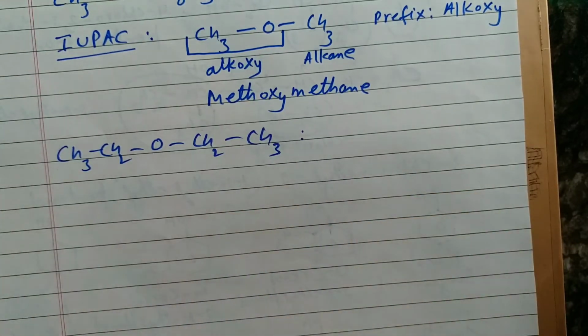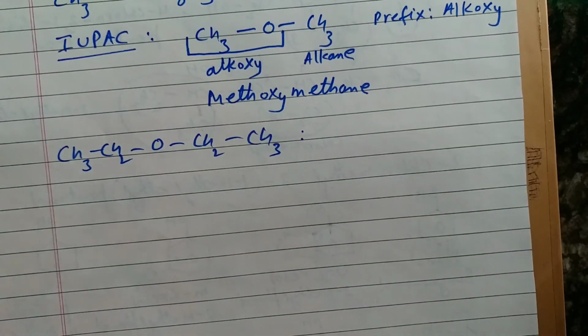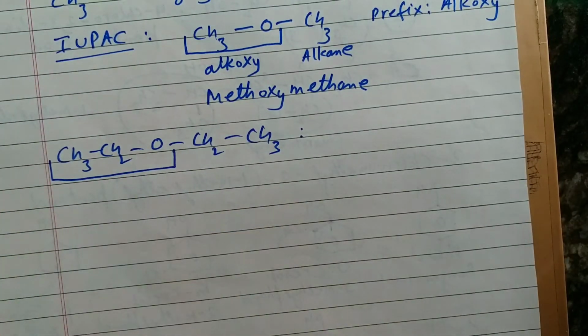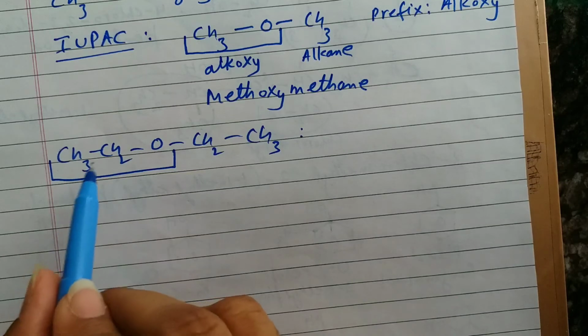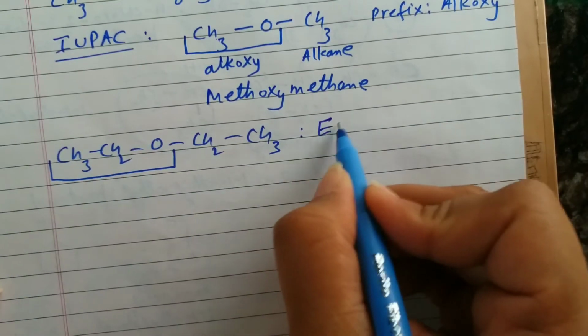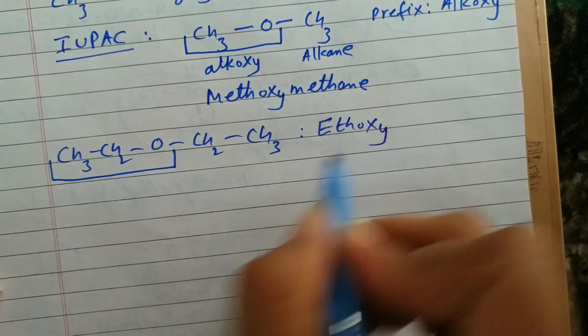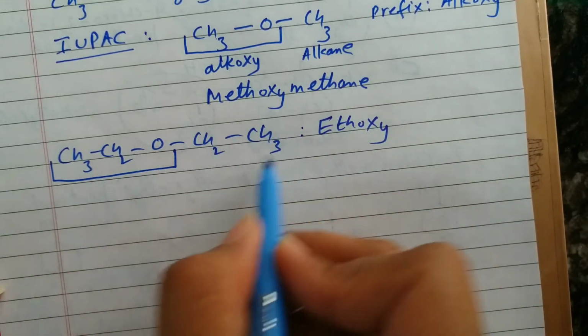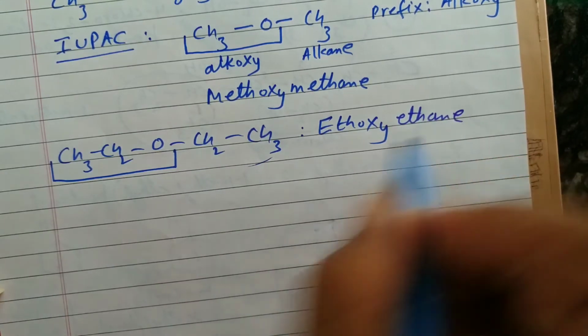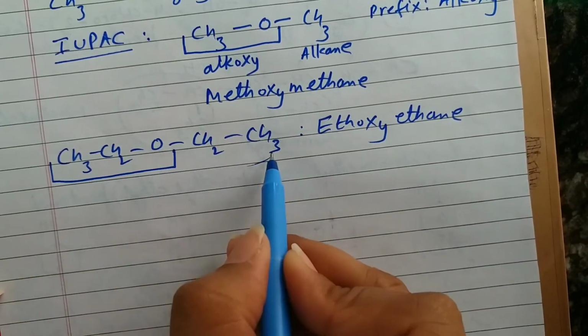This was diethyl ether. Again, the two groups are same here. Now, when the two groups are same, you can take any one of the two groups with the oxygen as alkoxy. Now, ethyl group with oxygen becomes what alkoxy group? It becomes ethoxy. So this is ethoxy, and now with two carbon atoms, what is the alkane? Ethane. So the name of this compound is ethoxy ethane.